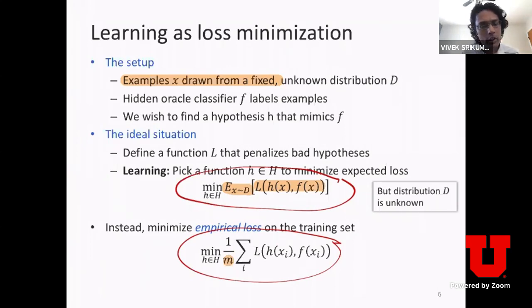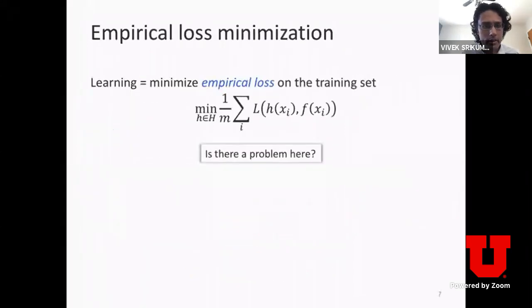Unfortunately, I'm going to argue that there's a problem here. Can someone find a problem? And you can type it out on chat. What could go wrong if you find a classifier that achieves 0 loss, or a perfect classifier, on the training set? And yes, there's an answer in the chat. This may overfit.